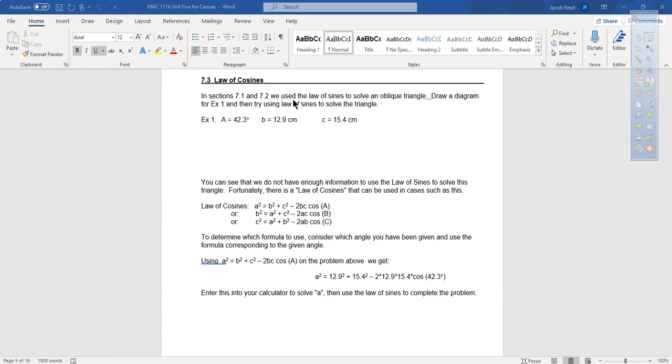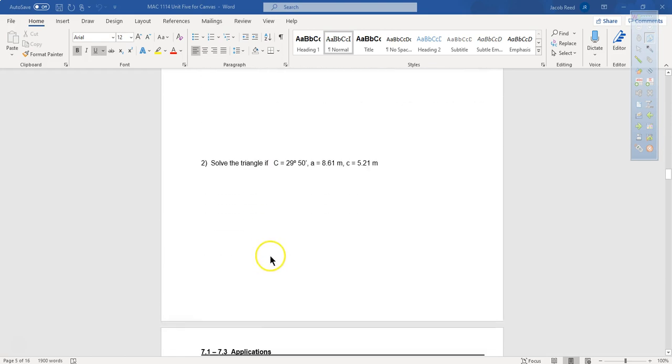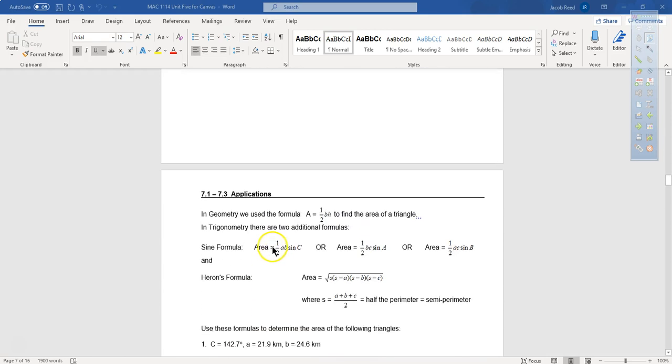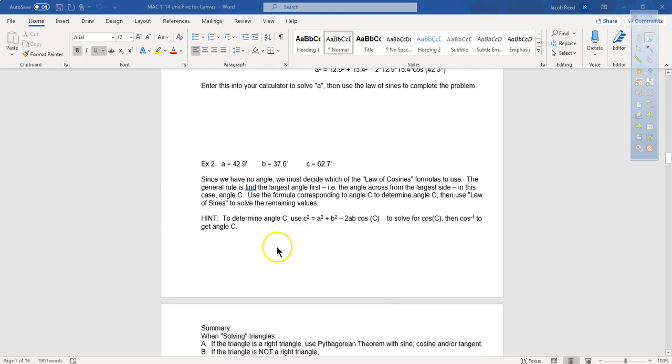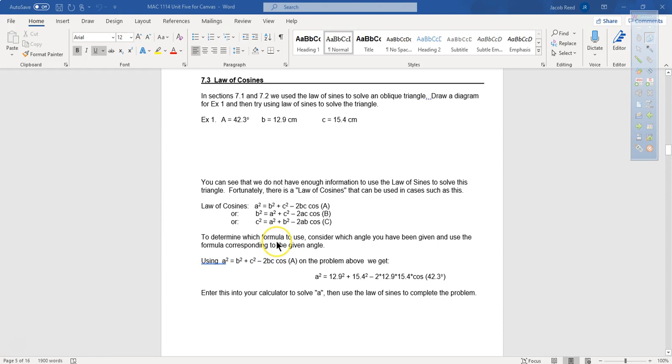Today we're going to be talking about law of cosines, and we're also going to be talking about applications of solving triangles. And then that's going to finish us up for chapter 7. Then we'll be moving on to chapter 8 in the next set of videos. So for right now, law of cosines. We already talked about law of sines and the ambiguous case of law of sines, so now we're going to talk about law of cosines.